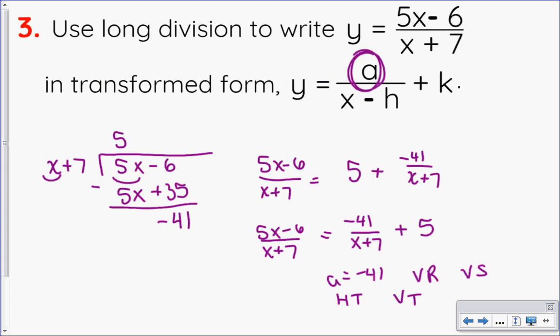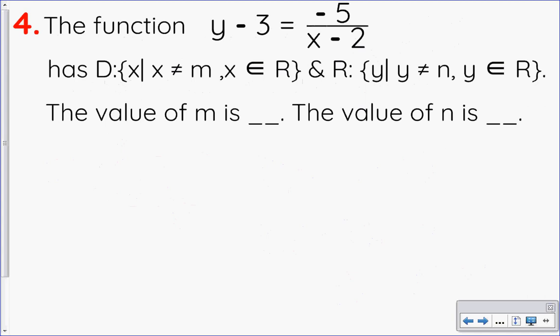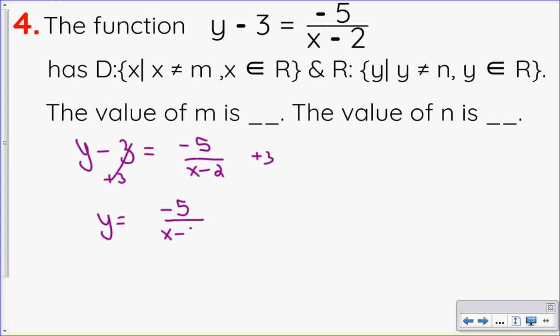Sometimes we want to go the other way around. In this last example I have a function that's in transformed notation, and I want to know the domain and range. Now I can leave it in transformed form, or I could write it in fraction form. So I have y minus 3 equals -5 over x minus 2. So I'm going to add 3 to both sides, and I get y is equal to -5 over x minus 2 plus 3. Now I could write this in fraction form, or I could leave it in transformed form. Just to practice, let's write it in fraction form.